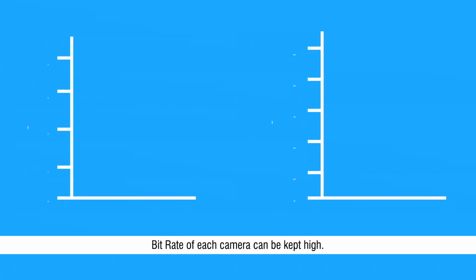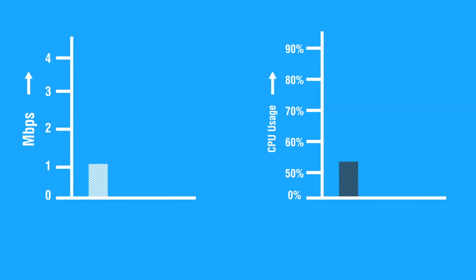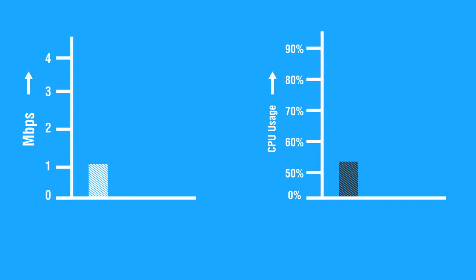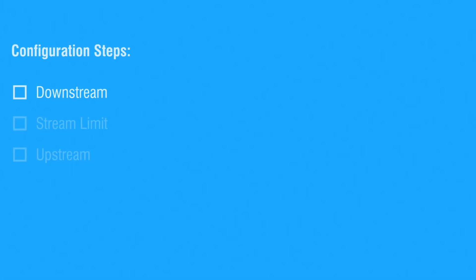Bitrate of each camera can be kept high. However, it is recommended not to exceed this limit for better performance of the device. This completes the understanding about downstream.